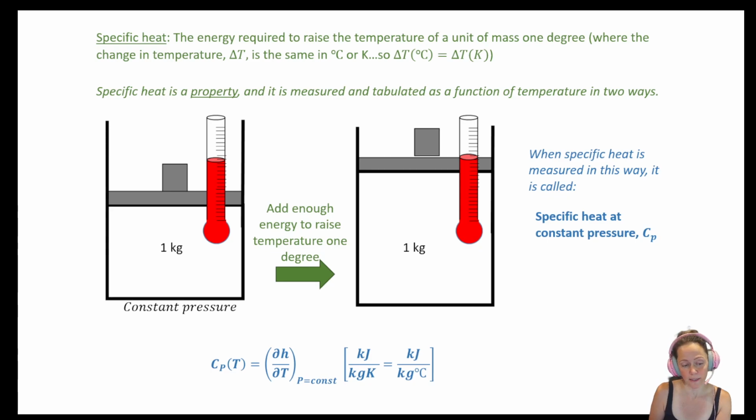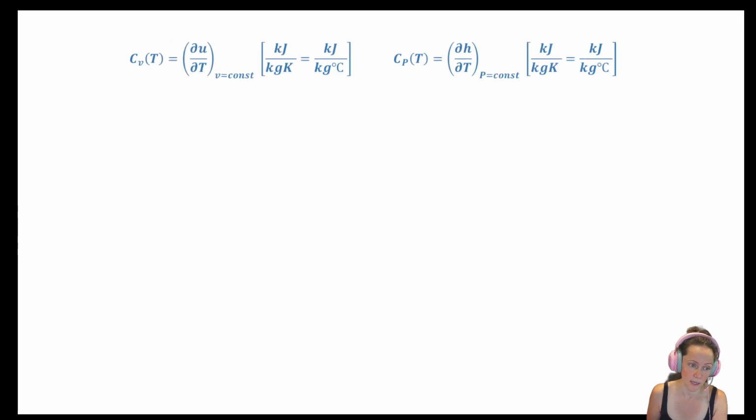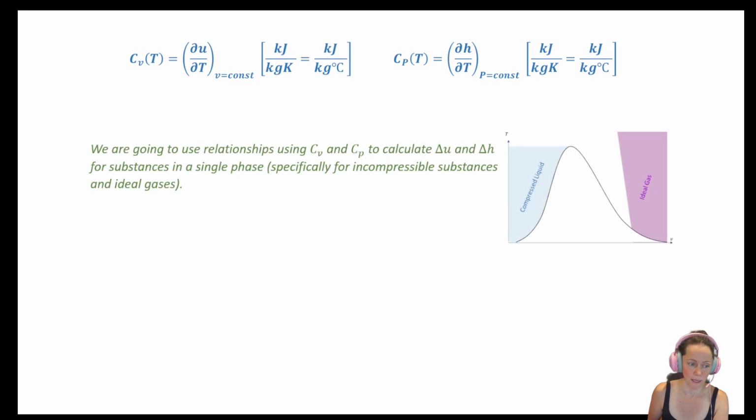This is a function of the enthalpy. So CP as a function of temperature is the partial derivative of enthalpy with respect to temperature, where the pressure is constant. Again, same units as CV: kilojoules per kilogram K, or you can write it as kilojoules per kilogram degrees Celsius. So, all right, here are our equations for CV and CP.